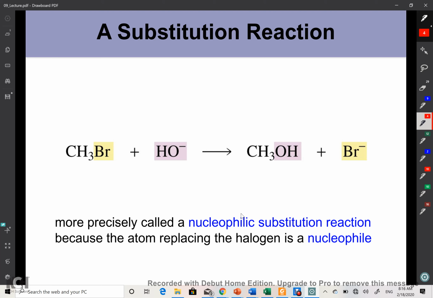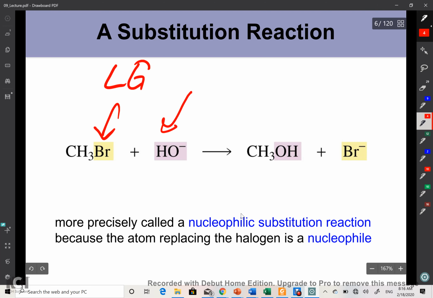So, for a substitution reaction, in this case, our leaving group is a bromine. That's the leaving group, Lg. And this is our nucleophile, the hydroxide. So the hydroxide goes in there and replaces the bromine to form an alcohol. This is a typical example of a nucleophilic substitution reaction.